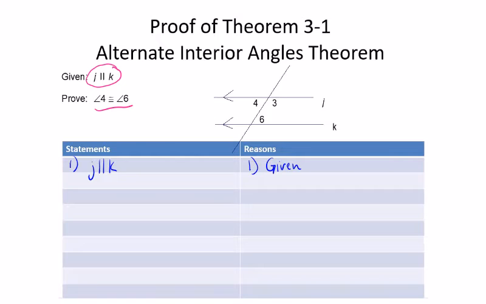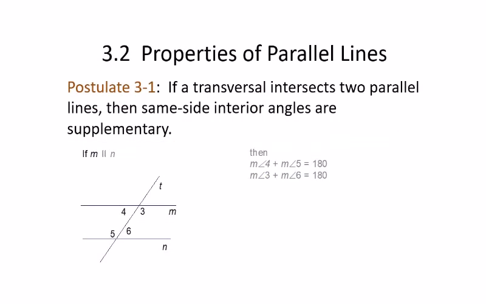All right. And then I know when I have a transversal that crosses two parallel lines, I know that their same side interior angles are supplementary, right? By the same side interior postulate, right? That we saw on the first slide, right? So if a transversal intersects two parallel lines, same side interior angles are supplementary, right?